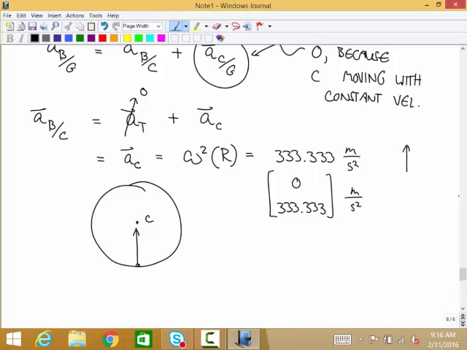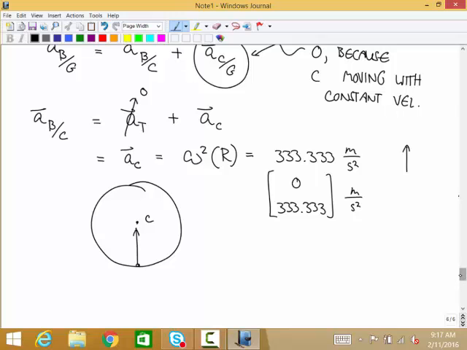The top is just the same, except so what's the only thing that's going to change when you do it for the point at the top? That's right. The sign is going to change because from the top, pointing towards the center is down. So it would be 0, negative 333.